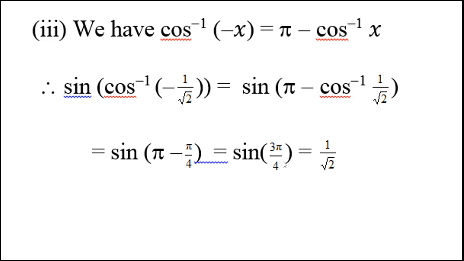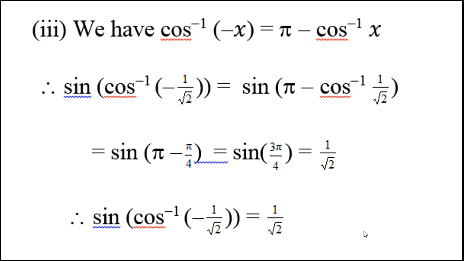Pi minus pi by 4 is 3 pi by 4. Sine 3 pi by 4 means sine 135 degree. This is equal to 1 upon root 2. So the value of sine of cos inverse minus 1 by root 2 is 1 by root 2.